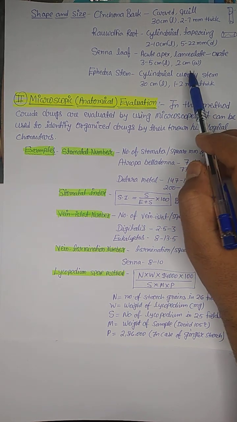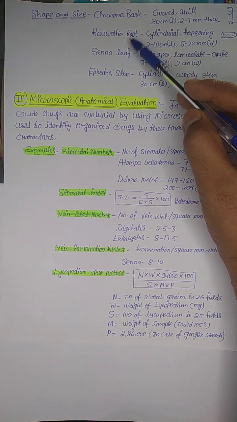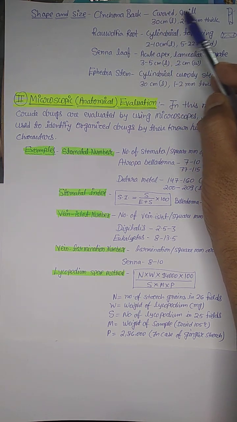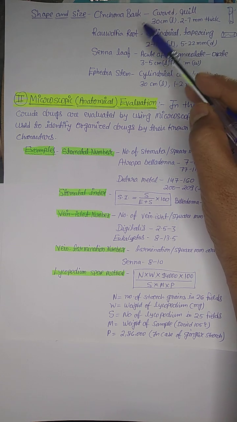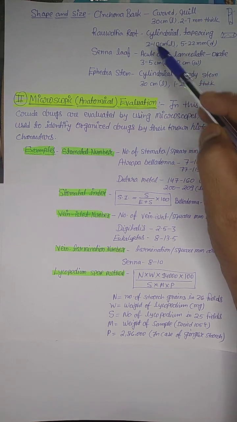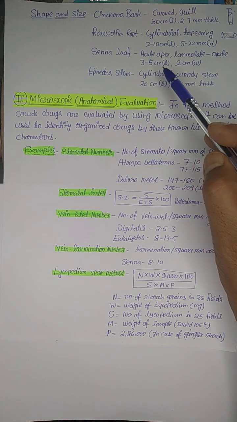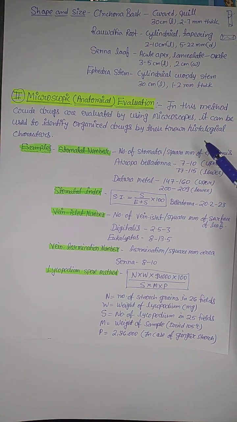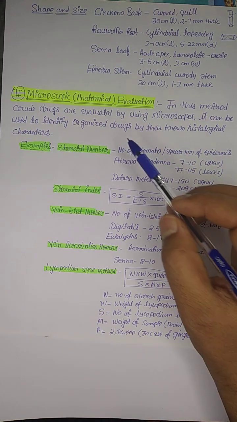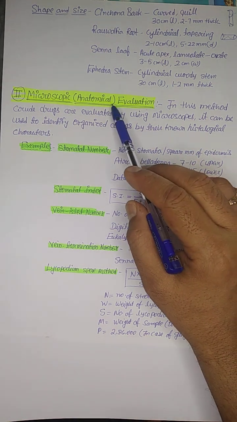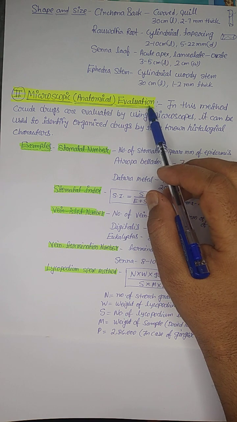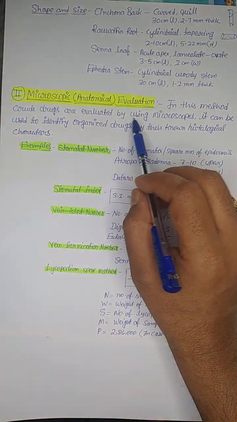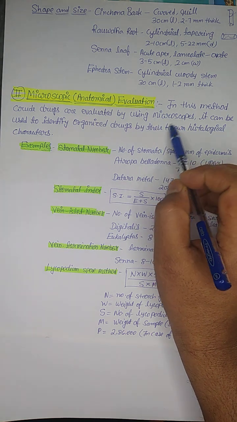Okay. So again, one example has been taken from the different types of drug: bark, root, leaf, stem, and first shape and size. It has also been arranged in such a way that it will be easy for you to remember in the exam, right? Now the second method of evaluation is microscopic, or it is also known as anatomical evaluation. In this method, the crude drugs are evaluated by using a microscope.